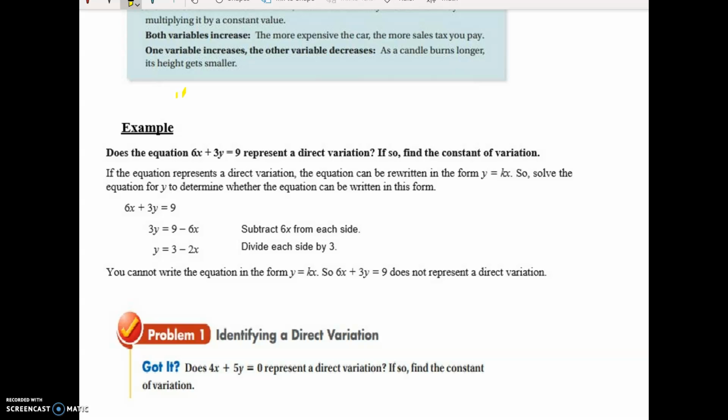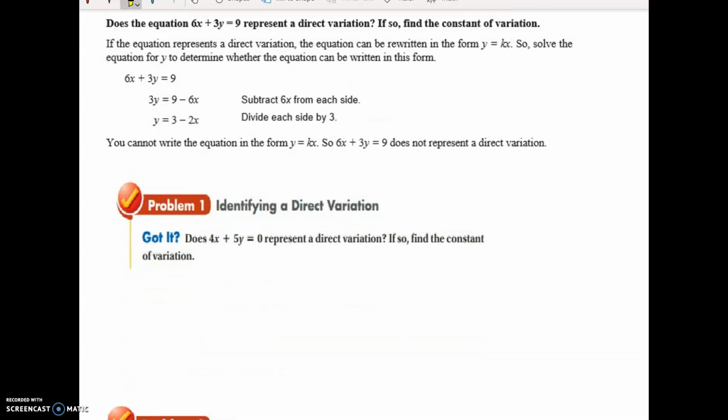If we look here, we subtracted the 6x, then divided everything by 3, yet we still have this 3 here. So it is not in the form y equals kx, so it cannot represent a direct variation. Basically, anytime you have something in the equation that's adding or subtracting to the x, you're not going to have direct variation. So let's look at this example here.